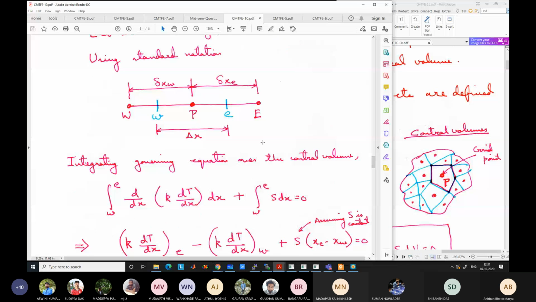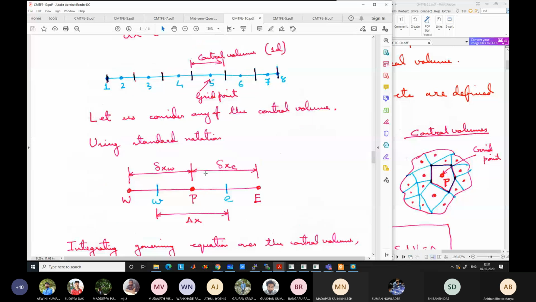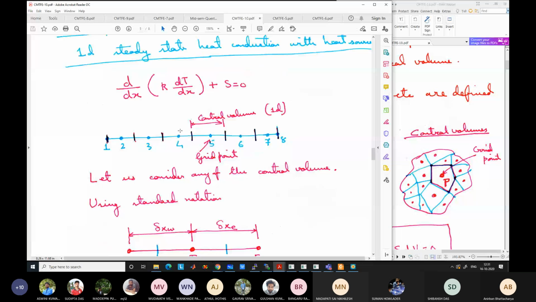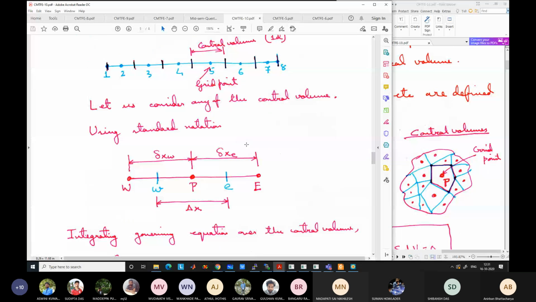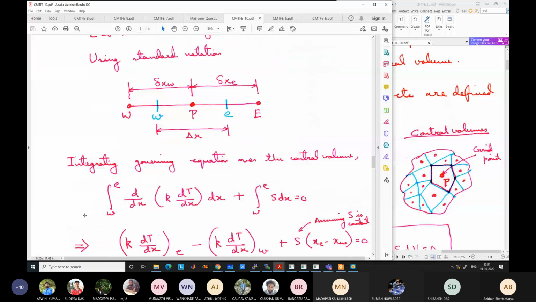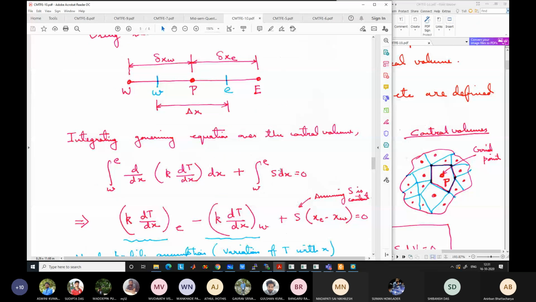Integrating our governing equation, we have to integrate the governing equation over the control volume. That is what we have described. The control volume goes from small w to small e. So going from small w to small e, d/dx of k dT/dx, because we are integrating in the x direction. Volume is in the x direction in this case. It's only a single line. If it was 2D, it would be dx dy. And the source term also we integrate from west to east along the x direction, S dx.